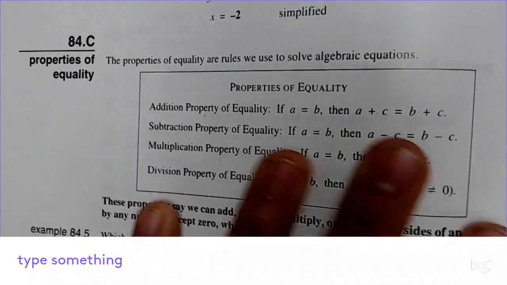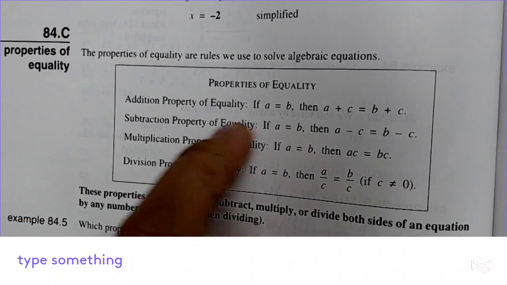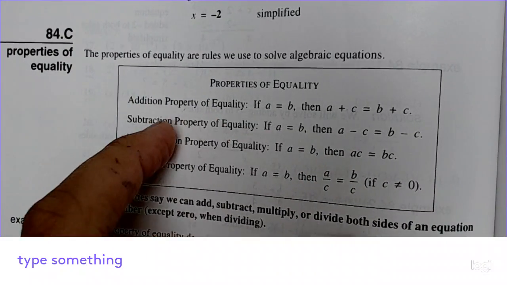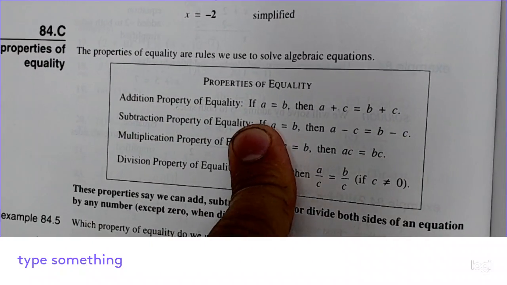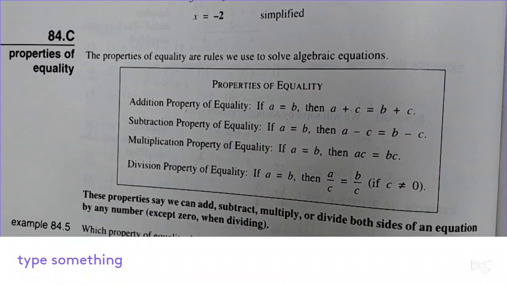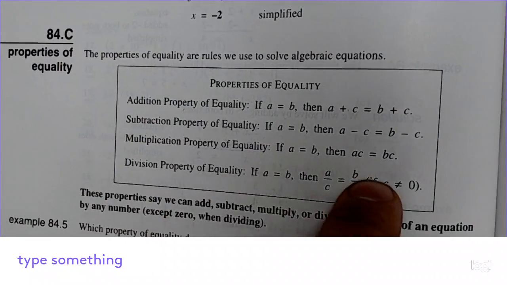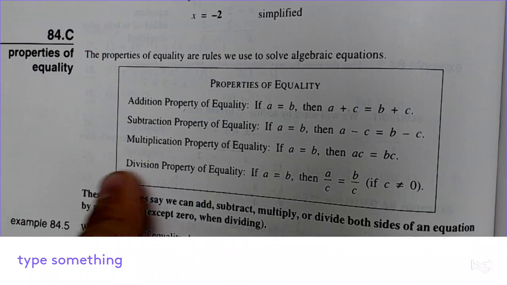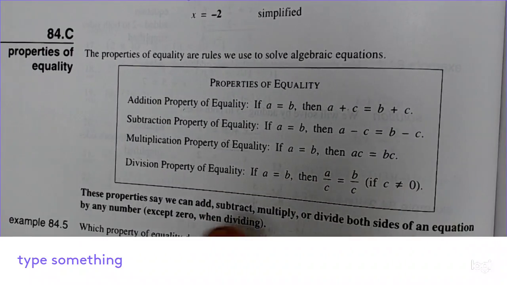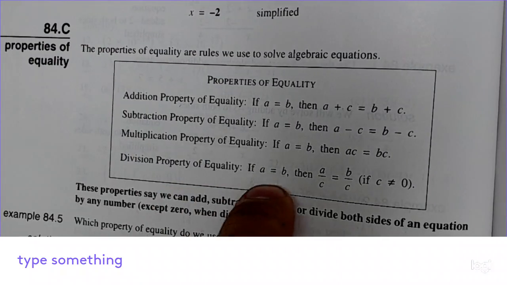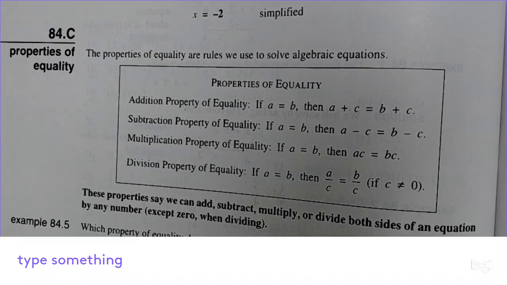These are the main mathematical properties that everyone uses, and they're the addition property, or sometimes it's called the addition axiom, and you can substitute the word axiom for all of these. The addition property says that if A equals B, then A plus C equals B plus C. Then there's the subtraction property, which means that if A equals B, then A minus C equals B minus C. Then we have the multiplication property, which means that if A equals B, then A times C equals B times C. And the division property, which says that if A equals B, then A divided by C equals B divided by C, as long as C does not equal 0.